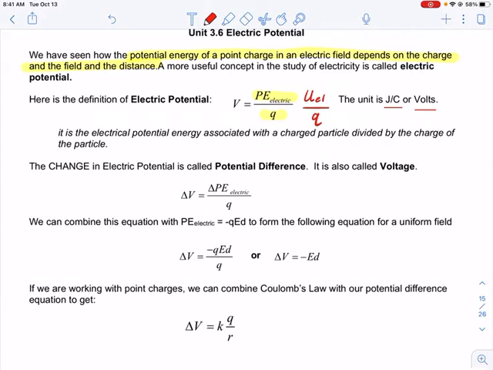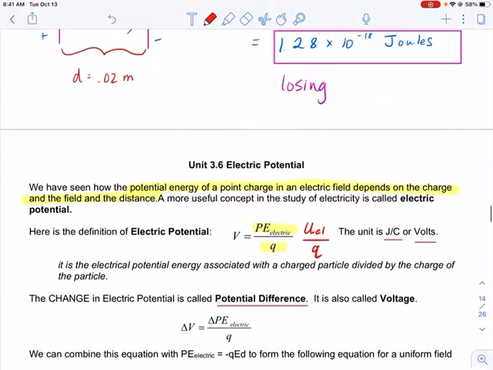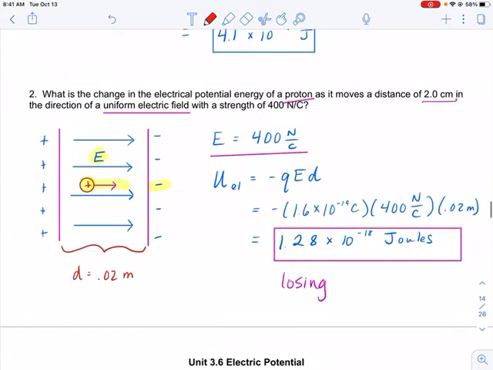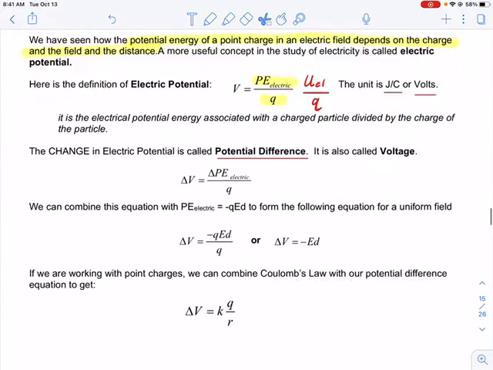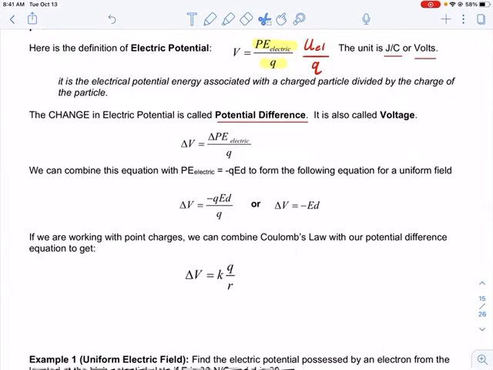And if we look at the change in electric potential, that's called potential difference. Going back to our example, in many situations we're looking at a difference. We're looking at what happens when we move the object from one point to another point. So we'd be looking at potential difference.